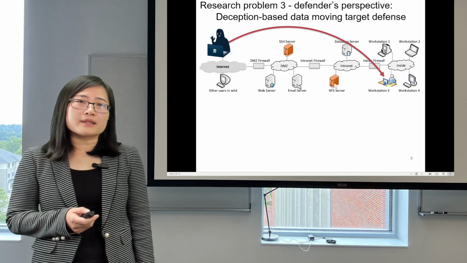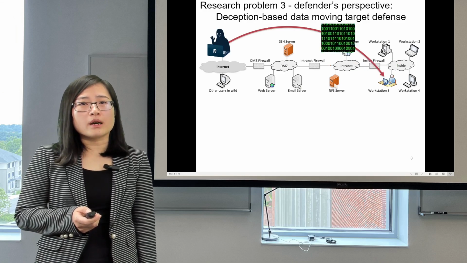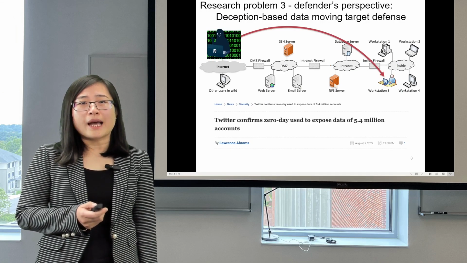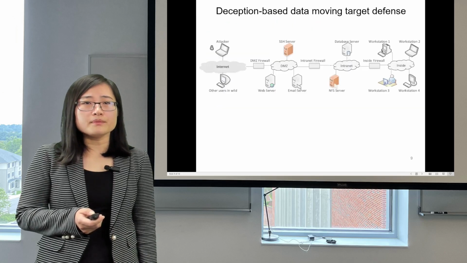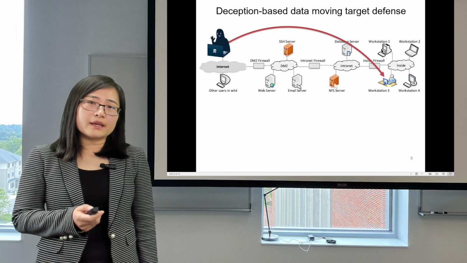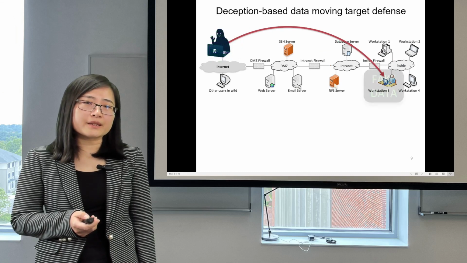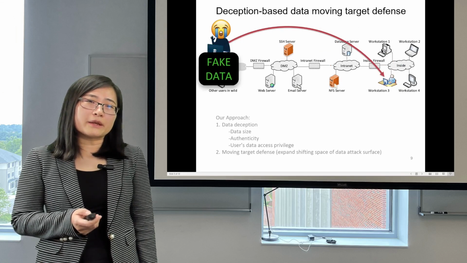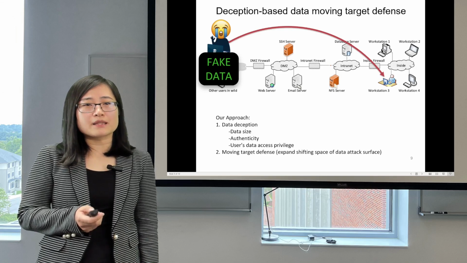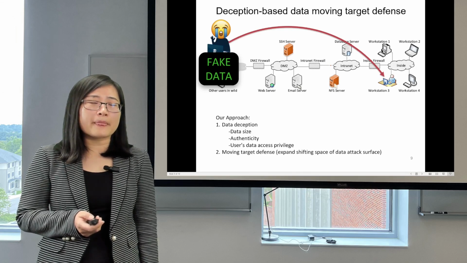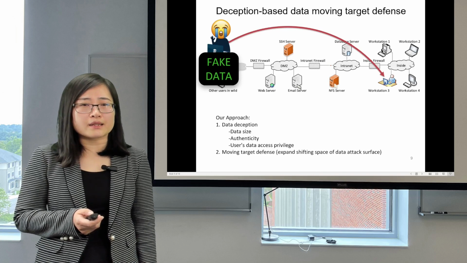A third research problem we studied is not about attack and detection, but more about how we can protect our digital assets. We know a major motivation for attackers to hack into our system is to steal secret data. There are a lot of incidents that have happened before. So our idea is, what if, when this kind of incident happens, we can provide some fake data that can be stolen by the attackers and deceive them? Our approach involves data deception, which changes the size of the data, the authenticity of the data, etc. It also involves moving target defense, in which we can expand the shifting space of the data attack surface.